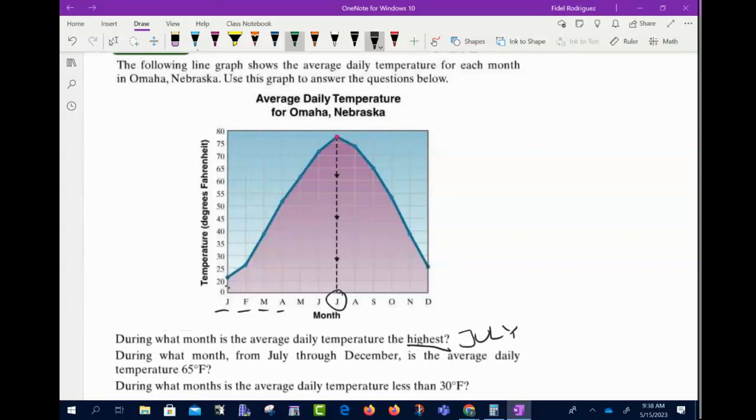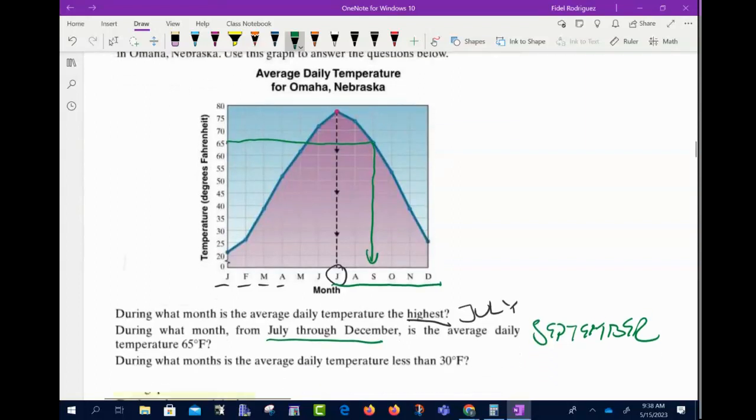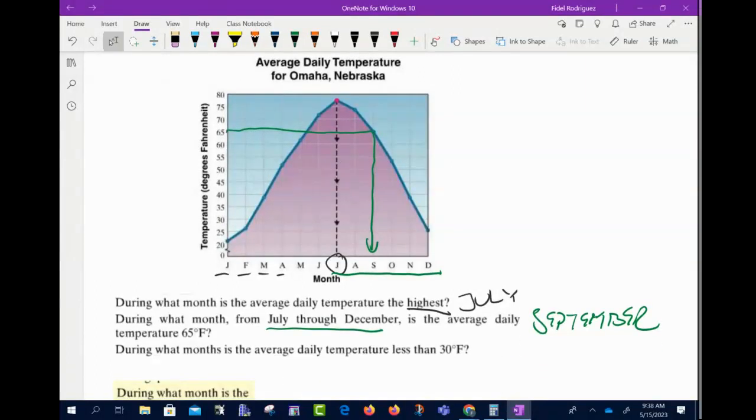Okay, now, second question. During what month from July to December is the average daily temperature about 65 degrees? So look, y'all, this is the July to December part. Okay, so I'm looking at that part of the graph. So look, I'm going to scroll this way. Boom. What month would that be? September, right? Okay, wake me up when September ends.